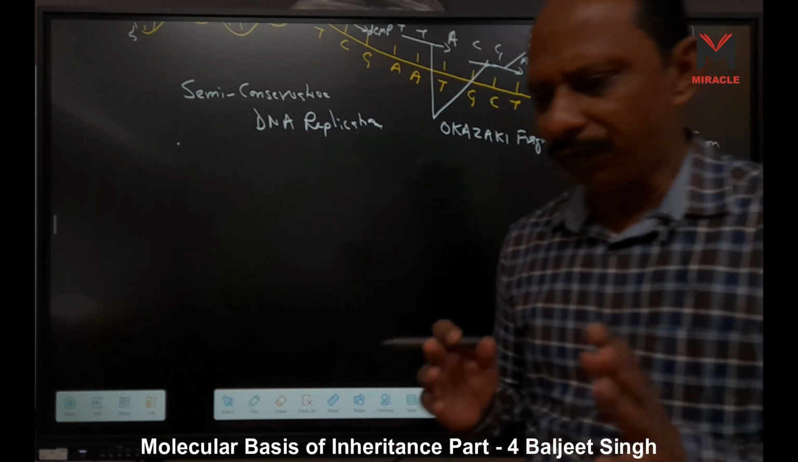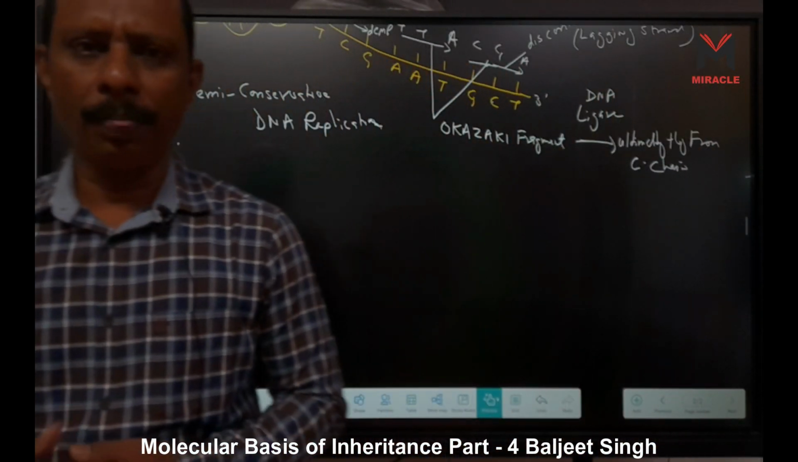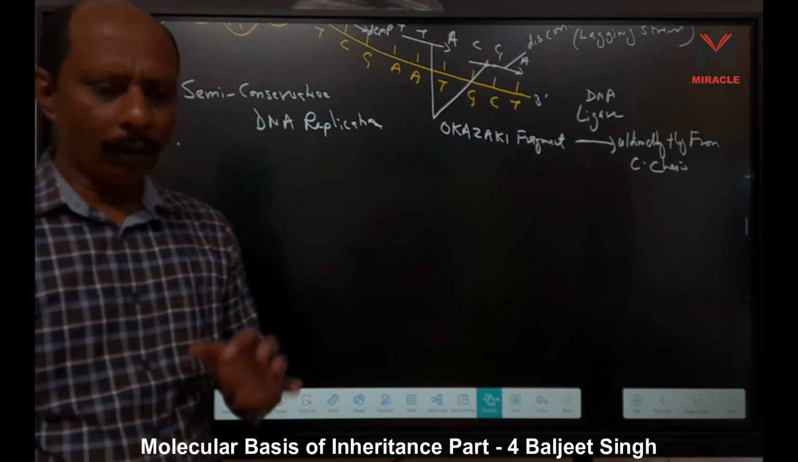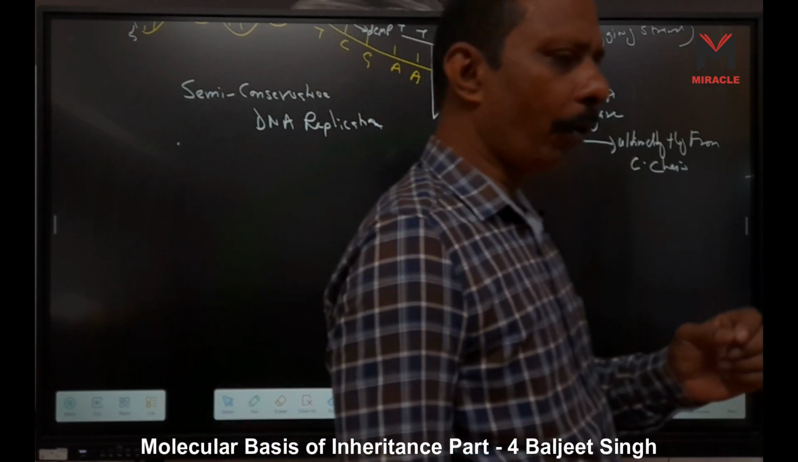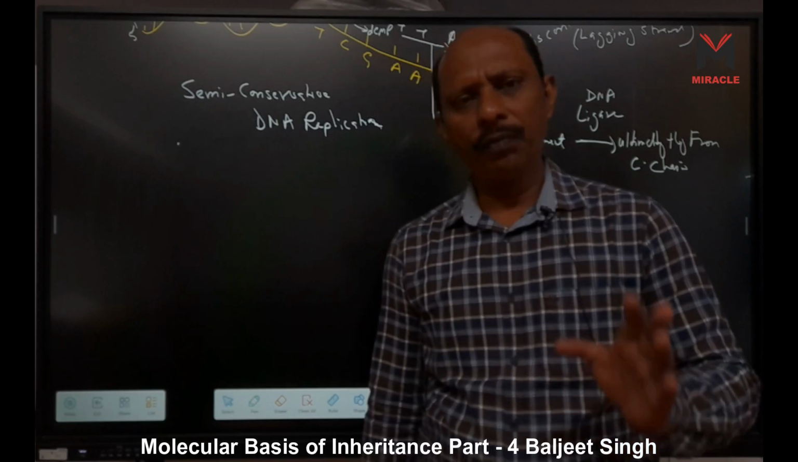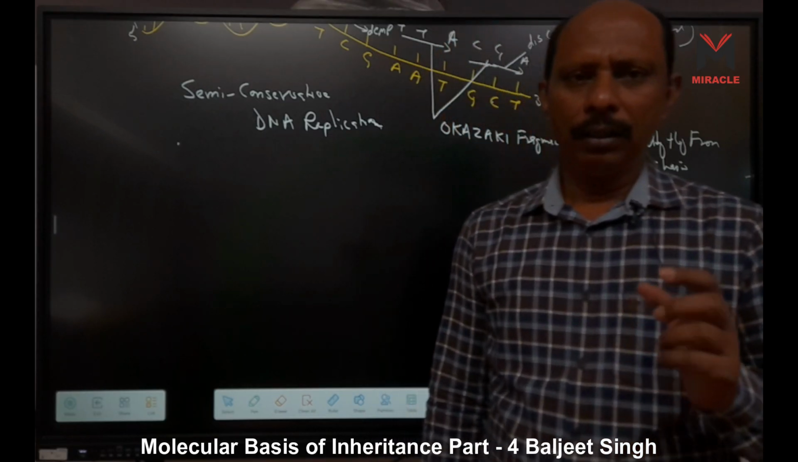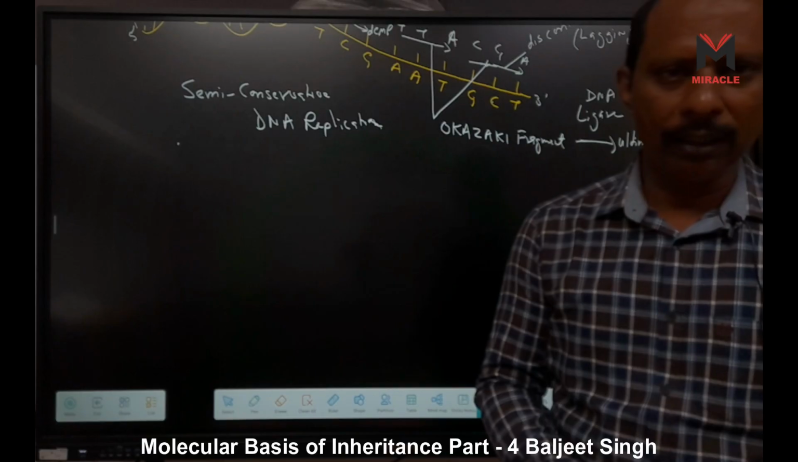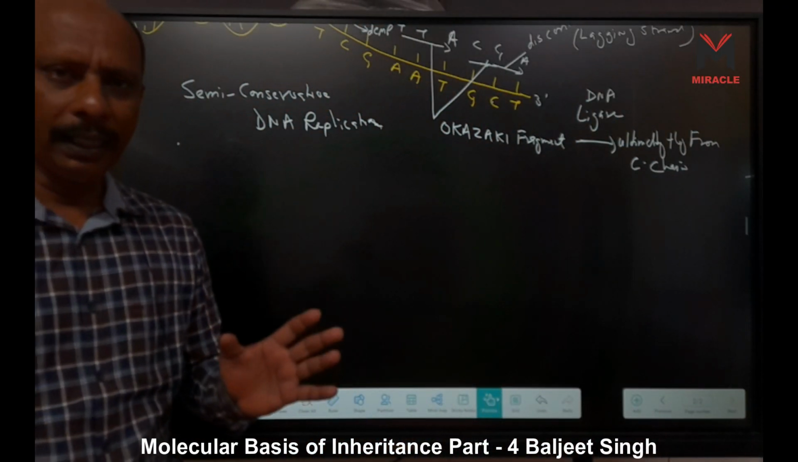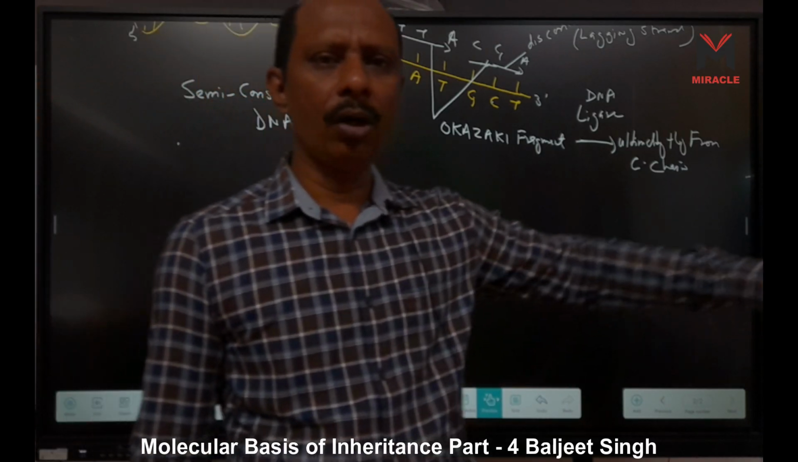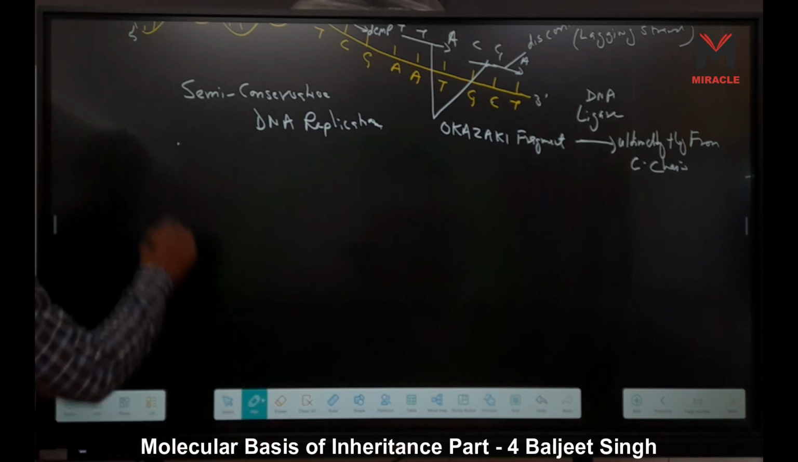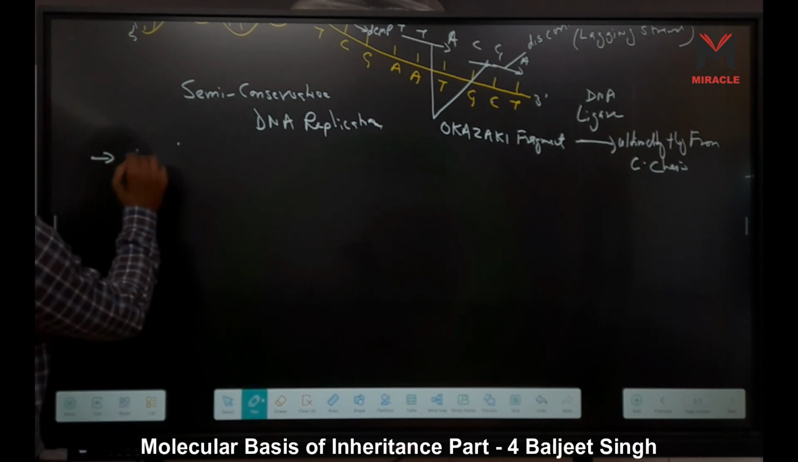DNA polymerase first is responsible for initiation. DNA polymerase second is the least active. It only activates in the absence of DNA polymerase first and DNA polymerase third. And DNA polymerase third is the main enzyme responsible for the elongation of the chain, right?